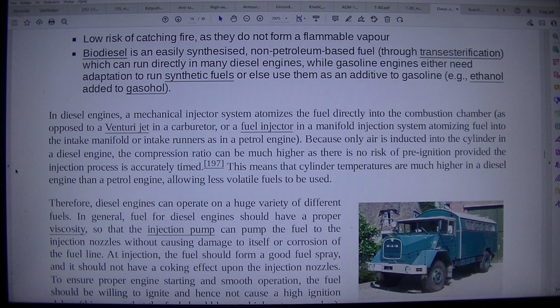Biodiesel is an easily synthesized, non-petroleum-based fuel, through transesterification, which can run directly in many diesel engines, while gasoline engines either need adaptation to run synthetic fuels or else use them as an additive to gasoline, for example, ethanol added to gasohol. In diesel engines, a mechanical injector system atomizes the fuel directly into the combustion chamber, as opposed to a Venturi jet in a carburetor, or a fuel injector in a manifold injection system atomizing fuel into the intake manifold or intake runners as in a petrol engine.